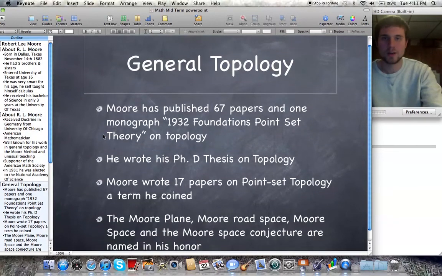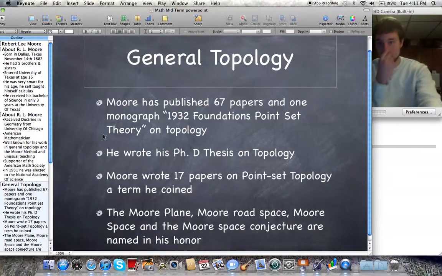Okay, I'm going to talk to you now a little bit about Robert Lee Moore's studies with general topology, because most of his career is based on his studies with general topology. Moore published 67 papers and 1 monograph. The monograph was done in 1932 and was called The Foundations of Point Set Theory on Topology.